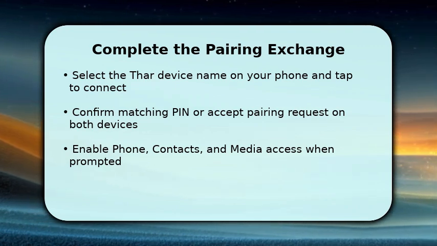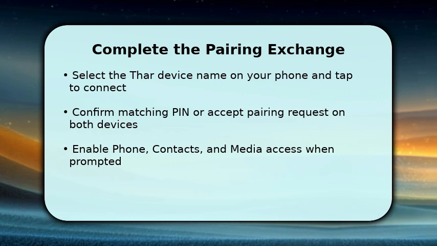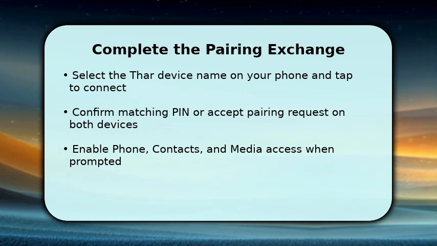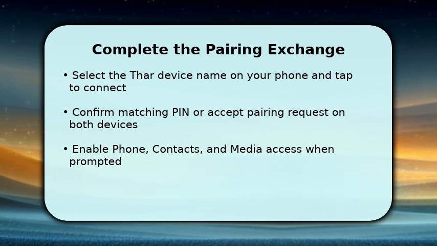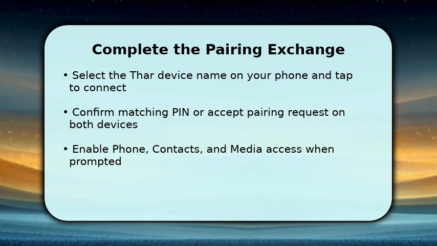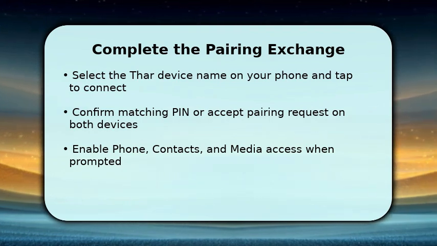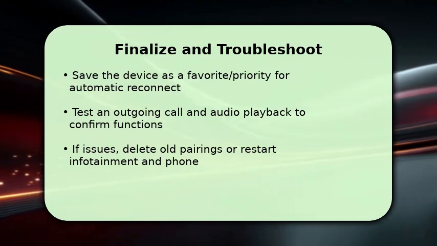Once paired, make sure to enable phone, contacts, and media access so calls and audio work. If the system asks to set this device as a priority, choose Yes so reconnections are automatic. This reduces manual steps every time you enter the vehicle. You finish by saving the device on the Thar as a priority or favorite so reconnection is automatic.